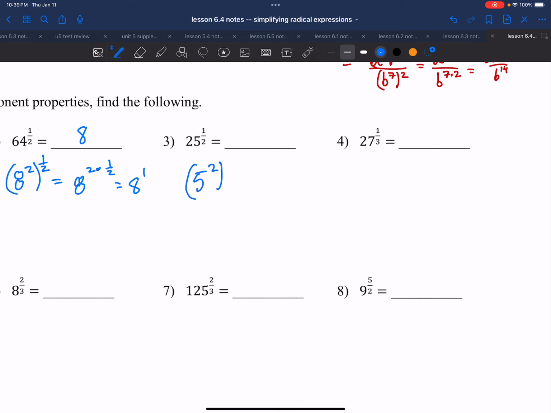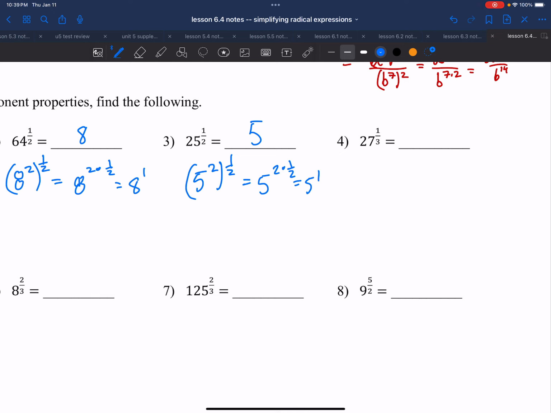25 is 5 squared raised to the half. You do 2 times a half, you get 5 to the 1. So that's 5. There we go. That's a nice 5.